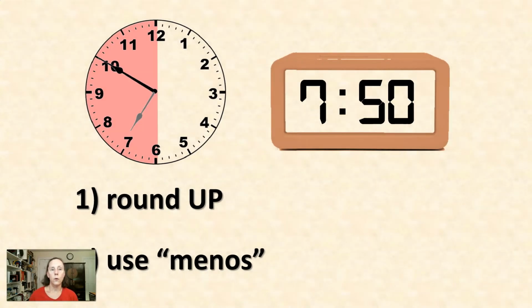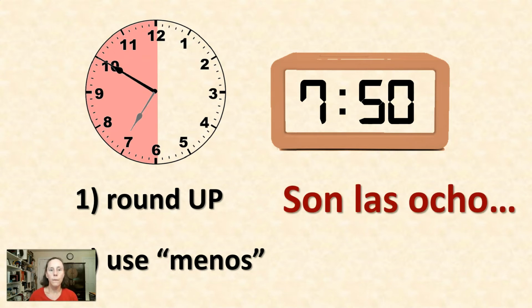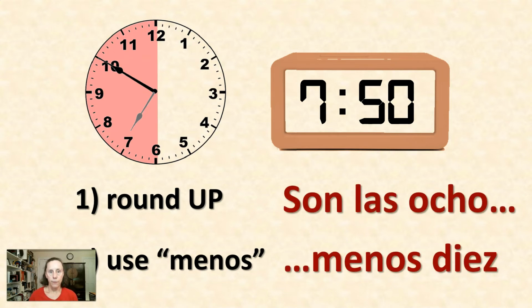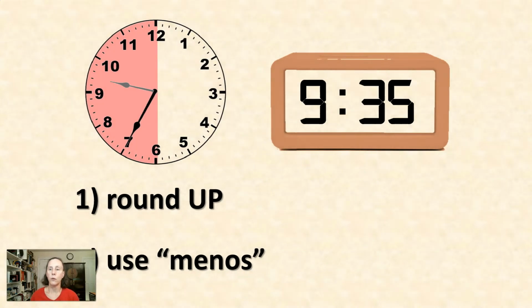Okay, so here is 7:50. That's the way our digitally oriented minds see this, but an analog clock kind of brain is going to be saying it's almost 8. So, son las 8 menos 10. All right, let's move on.